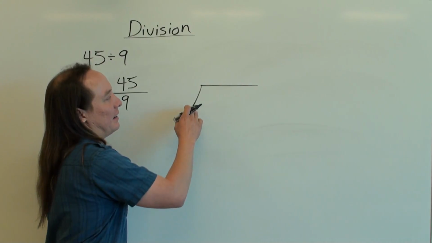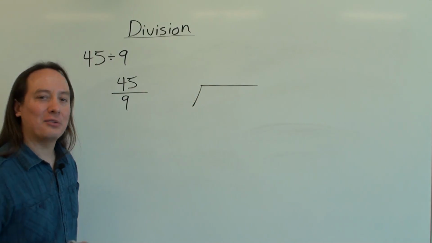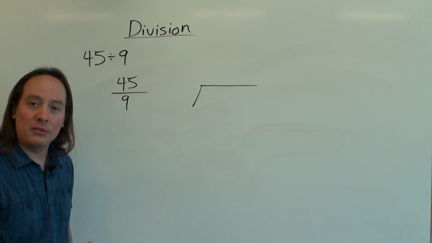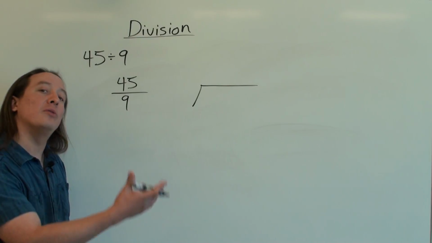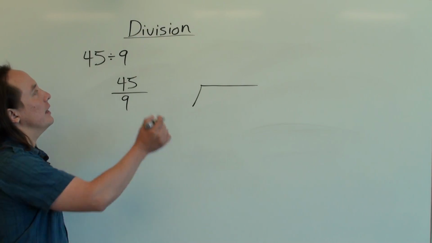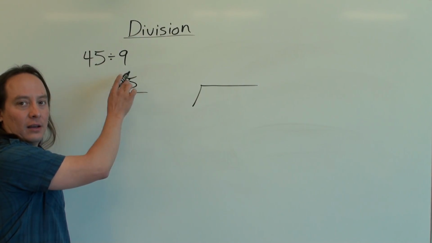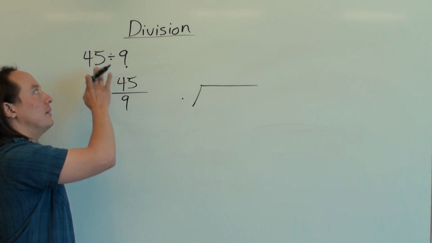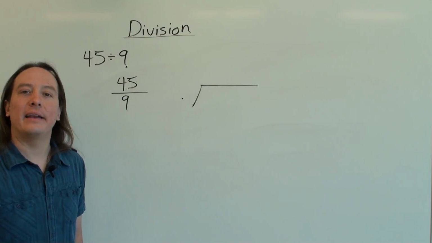Anyway, I'm sorry. So we have the little division house, right? And the first thing we have to know is which number goes on the inside of the house and which one goes on the outside of the house. So if we're looking at it in this fashion, it's the second number that goes outside, and the first number goes inside, okay?